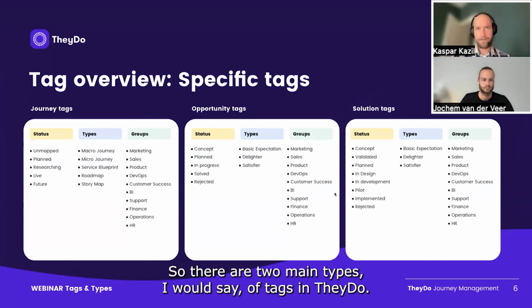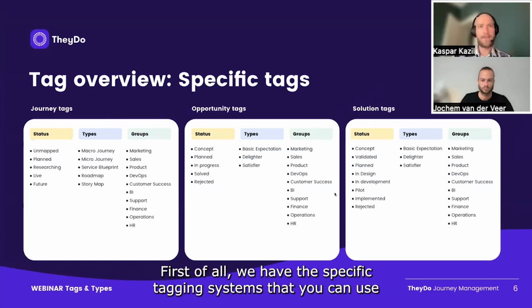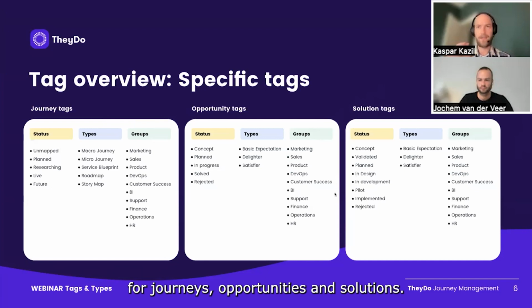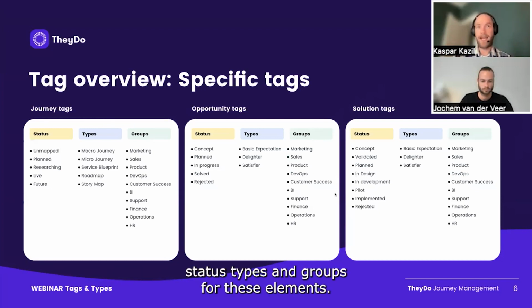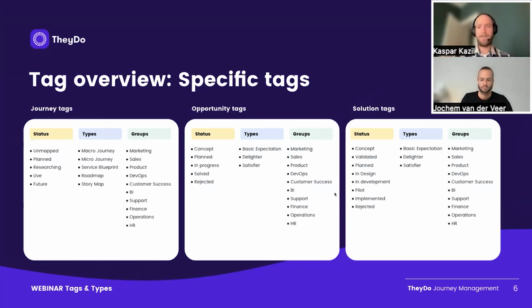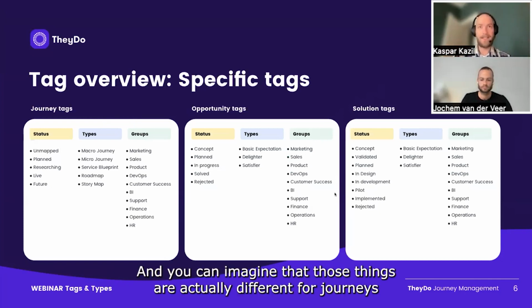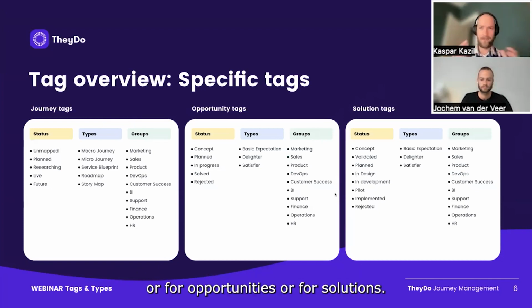There's two main types, I would say, of tags in TheyDo. First of all, we have the specific tagging systems that you can use for journeys, opportunities, and solutions. So why are those different? Well, we can use status, types, and groups for these elements. And you can imagine that those things are different for journeys, opportunities, or solutions.